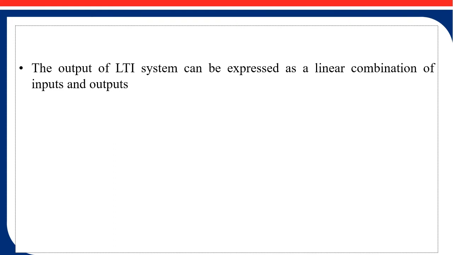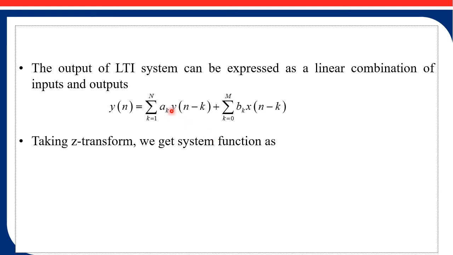The output of a linear time invariant system is expressed as a linear combination of input and output. So let us see the difference equation of the linear time invariant system, where output y of n is expressed as a combination of the past output samples as well as the past and present input samples, where a of k and b of k are the constants.